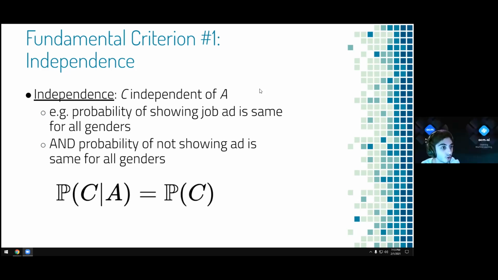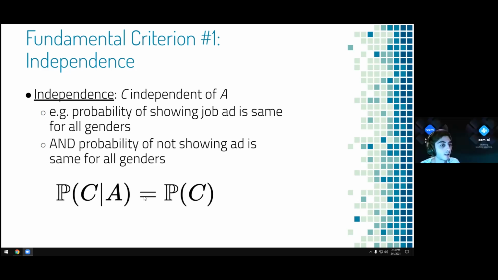So there's a ground truth, which is the reality of, does this person want a job or not? Which is the value Y, which isn't on this slide, but it'll be on the next slide. Then there's the prediction, C. So this is, does the model think this person wants a job? And then there's A, the sensitive attribute.